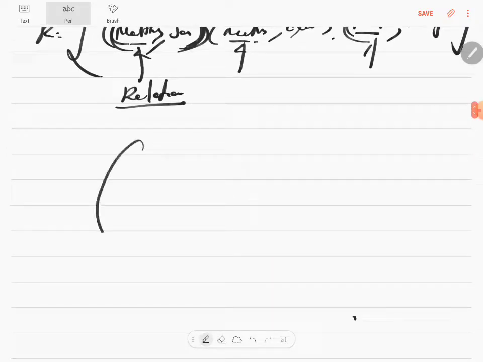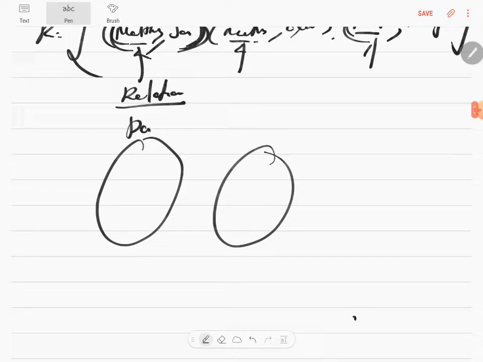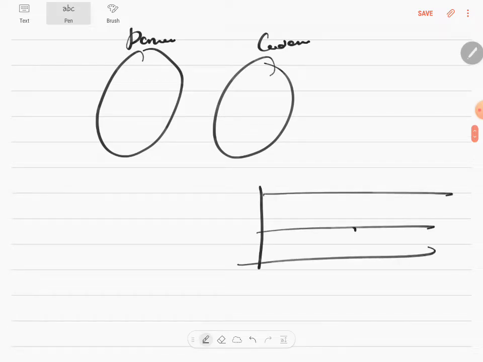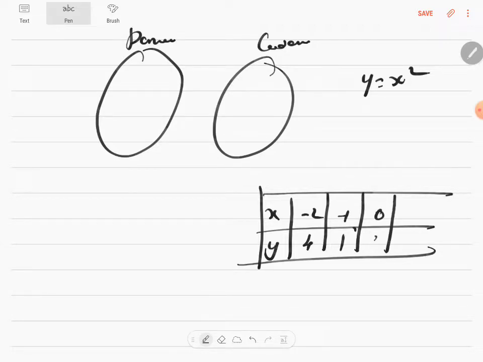In a function, this is a domain and this is the codomain. And see, you are the one who is doing a function. For example, they give the function to be y is equal to x square. You will give x as minus 2, y will be 4, x as minus 1, y will be 1, x as 0, y will be 0, x as 2, y will be 4, x as 3, y will be 9 and so on. It is you who is giving the x coordinates.